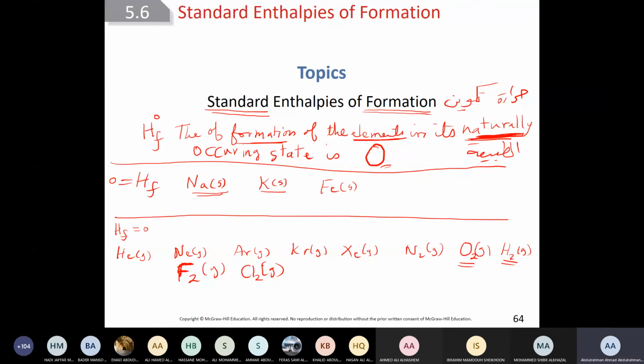H2. How about fluorine? F2. How about chlorine? Cl2. You have to memorize these gases. These are available as gases, so you have to memorize them.